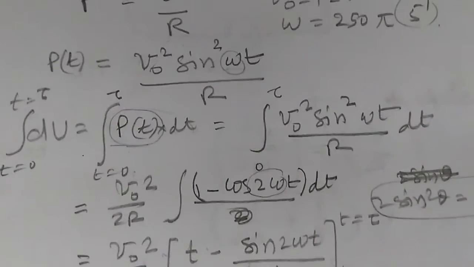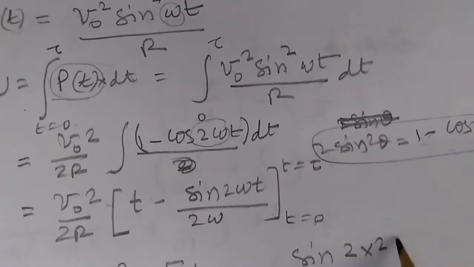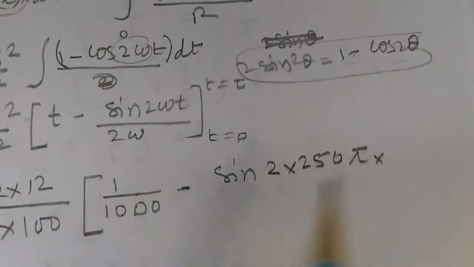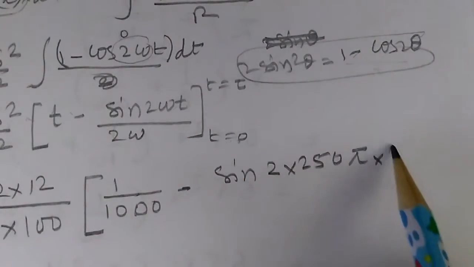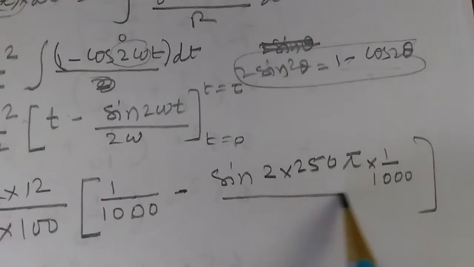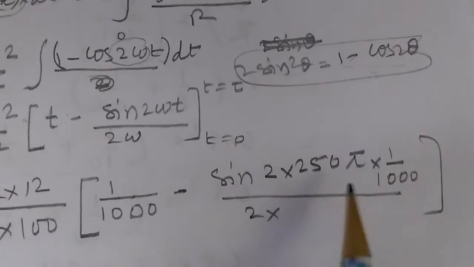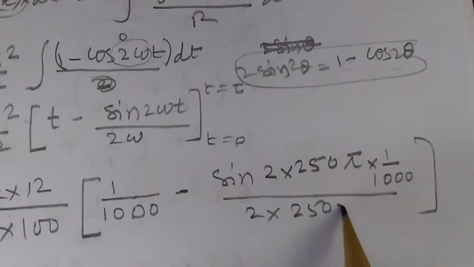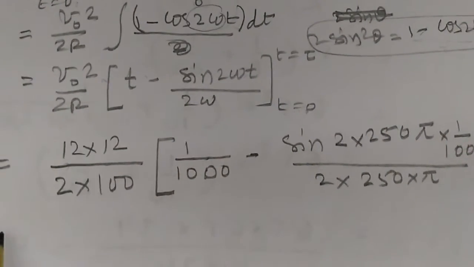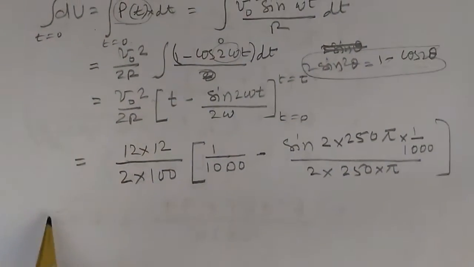Now let's put the value of omega. Omega is 250 pi. 2 into 250 pi into tau, which is given as 1 millisecond, so 1 upon 1000. This whole thing divided by 2 omega, and 2 omega is 500 pi. All we need to now do is just simplify this whole thing.